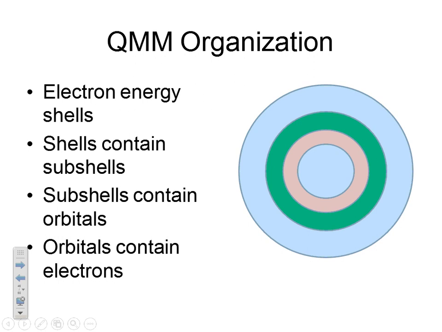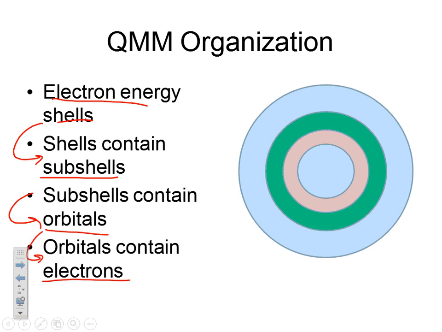Well, we still have electron energy shells in the quantum mechanical model. However, within the electron energy shells, the shells contain subshells. So you break down a shell to see that there's actually more to it. It's not just the one shell. There's actually smaller things within the shells. Oh, and then guess what? Within the subshells, that's where we have the orbitals, the regions of space where it's highly likely to find an electron. And within the orbitals, we have the electrons themselves.